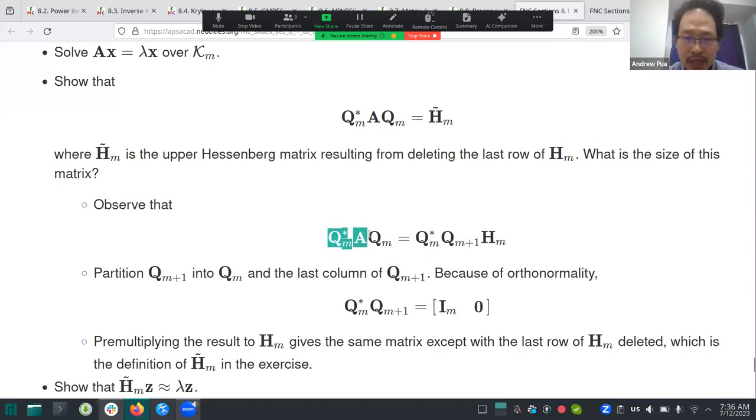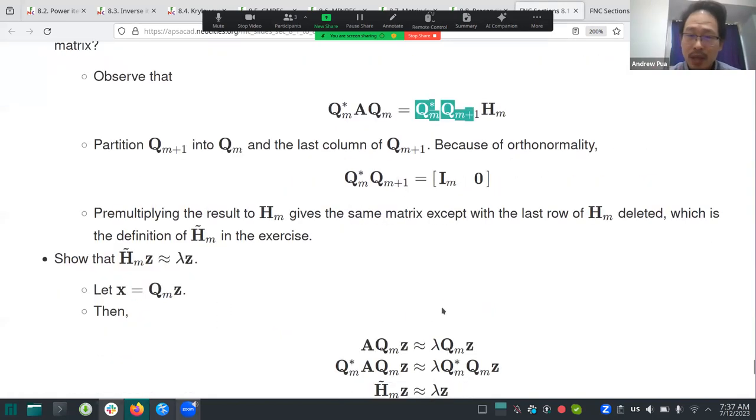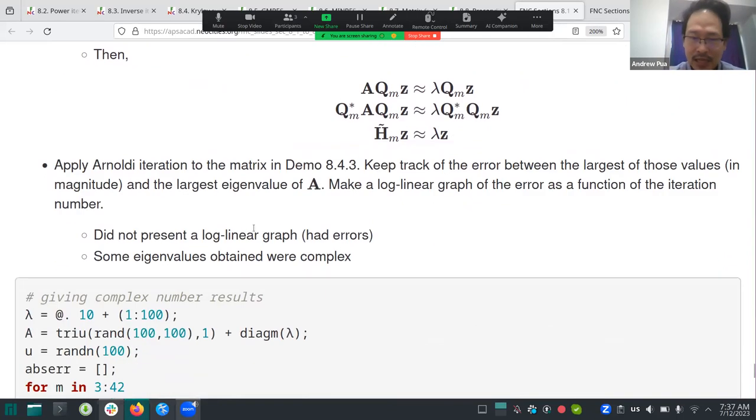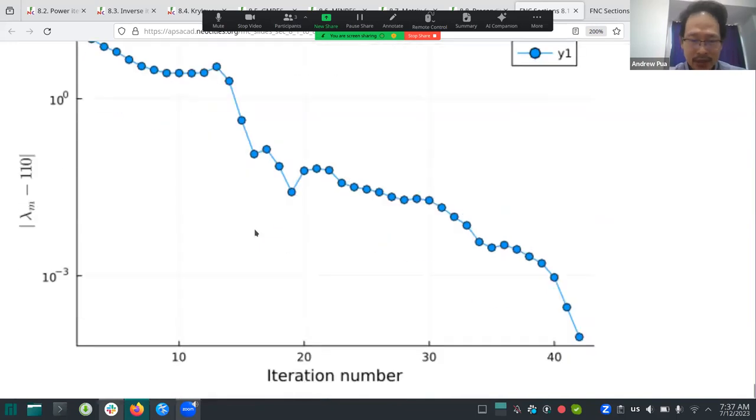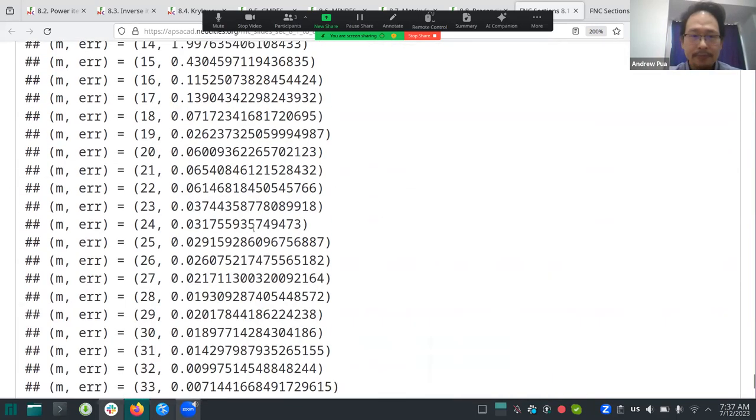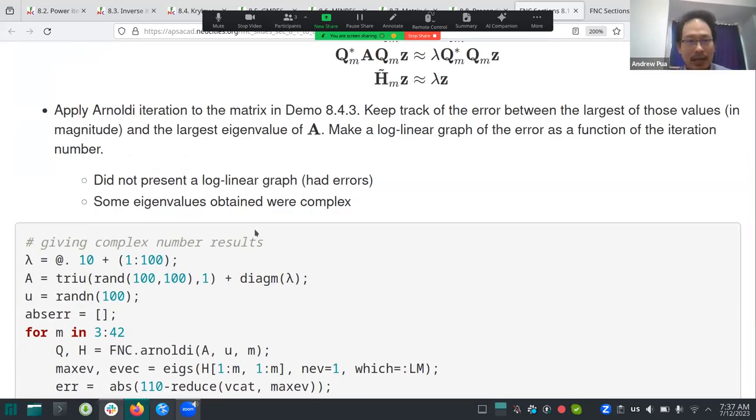But that's essentially something you could pay attention to. When you look at this kind of matrix here, it gives you this answer. And when you pre-multiply H sub M, this upper Hessenberg matrix, by this thing, it's really an identity matrix and a zero column. So the resulting answer would be another matrix that also has this kind of Hessenberg structure. I'll leave it at this stage for this part. And you have these kinds of convergence results that you can have a look at. I think I'll stop here for 8.4. If you have questions, do let me know.